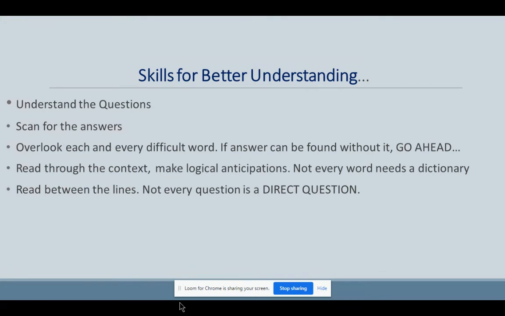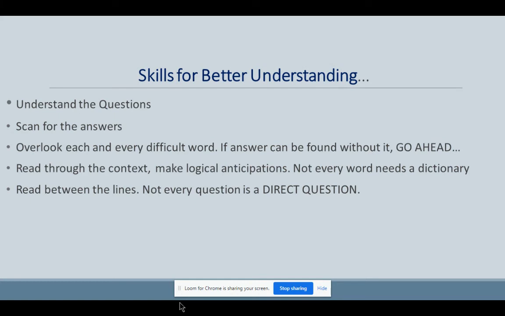There might be some difficult words given in the text. Some of them are important, but not every word is important. So we need to know which words are not really needed to be bothered about, and we need to overlook them. We need not use a lot of time in finding out the meanings of certain words because they are not important. Without even knowing their meaning, we can go through the text and we can answer the questions.